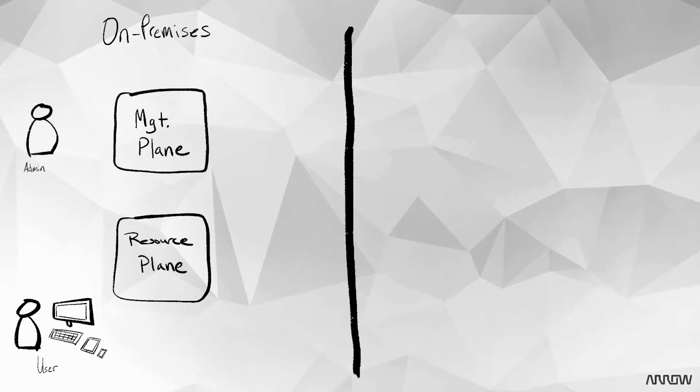So if we think of this, again, in an on-premises infrastructure, these are customer-managed on-premises resources. So the admin has to take care of all the infrastructure and resources for the management plane. The user connects to the resource plane in that regard. Now, what if we can start to leverage cloud components and actually leverage Citrix expertise in this scenario?